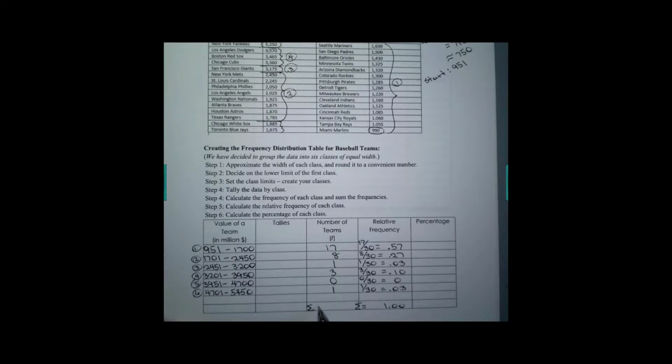Now I would do the sum of all these, and it would come out to equal the number 1. It should be very close to 1, but this one, add them up, it is exactly 1. And also you probably would sum this column because you want to know how many teams you've got. I already told you there were 30, but let's sum the frequencies anyway.